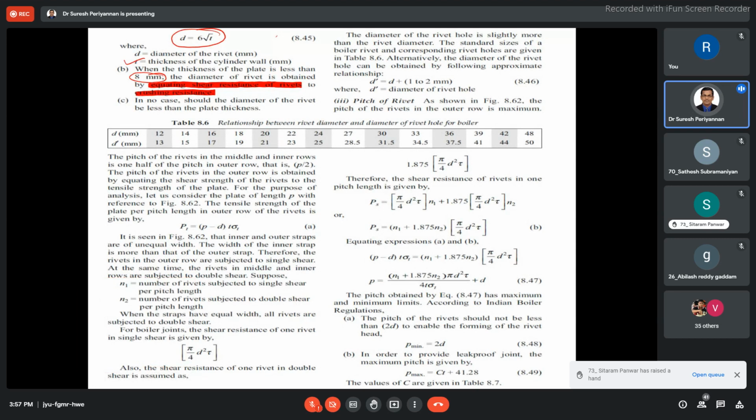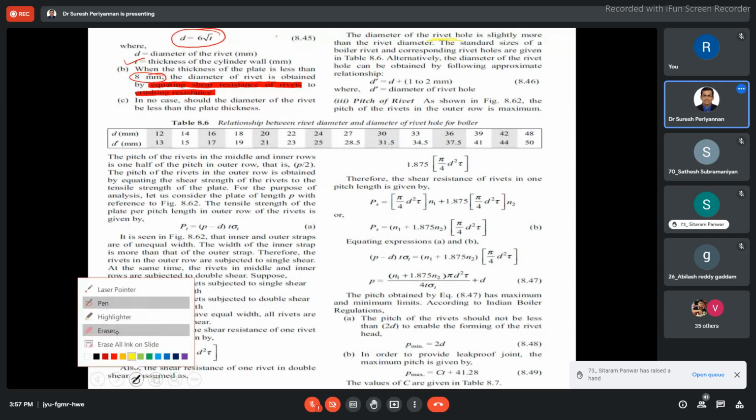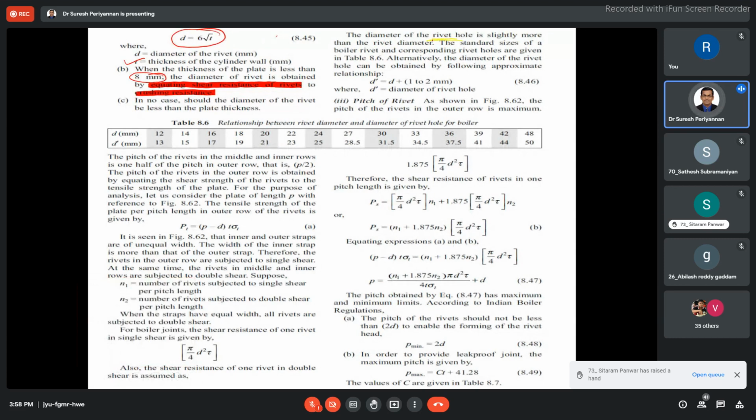Now I come to here. The diameter of the rivet hole is slightly more than the rivet diameter. Obviously, only then can we easily fit our rivet into the rivet hole inside the plate, right? They have given the standard relationship between rivet diameter and hole diameter, especially for boiler application.